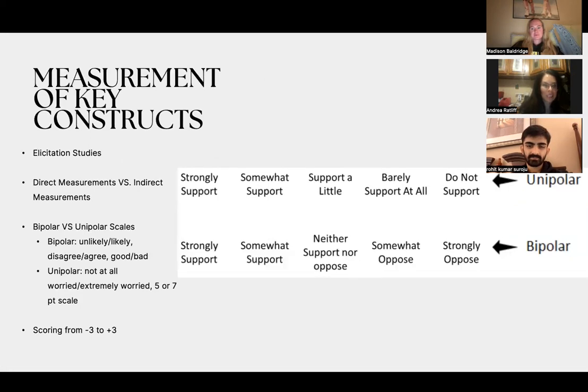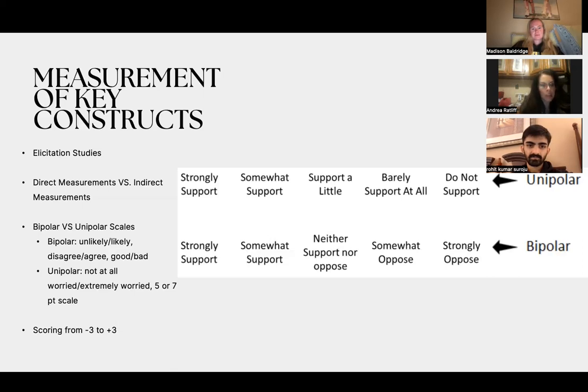Okay, next we want to talk about the measurement of the key constructs. First, I want to start with the elicitation studies. They are not a key construct, but they are a vital step in creating your data collection tools for measuring the key constructs, specifically indirect measures. They are used to identify the content questions for creating the construct measures. Cultural differences vary tremendously, so researchers must have a thorough understanding of the study population and its commonly held beliefs about the research topic that they're studying.